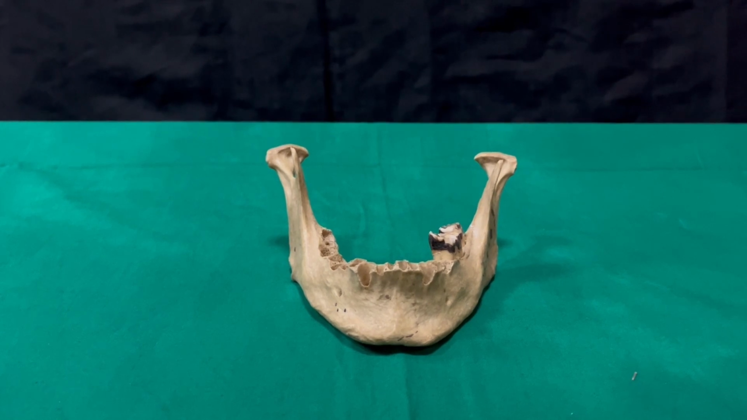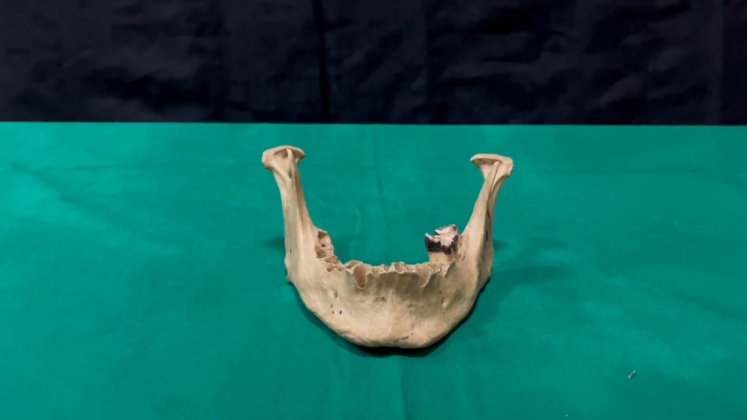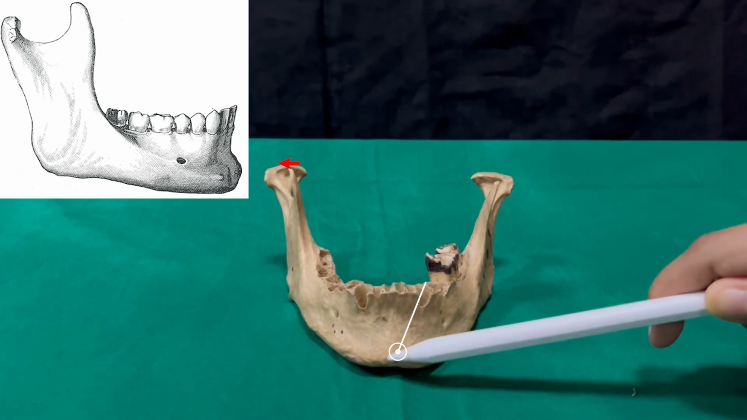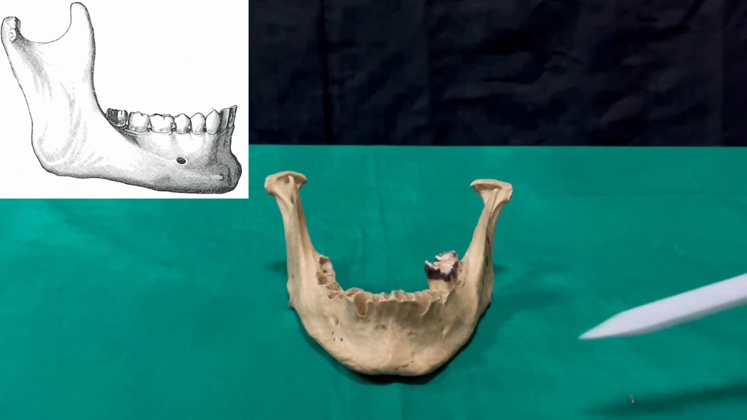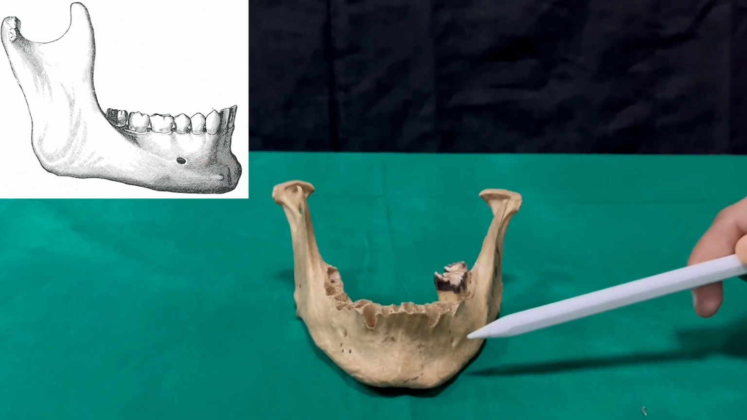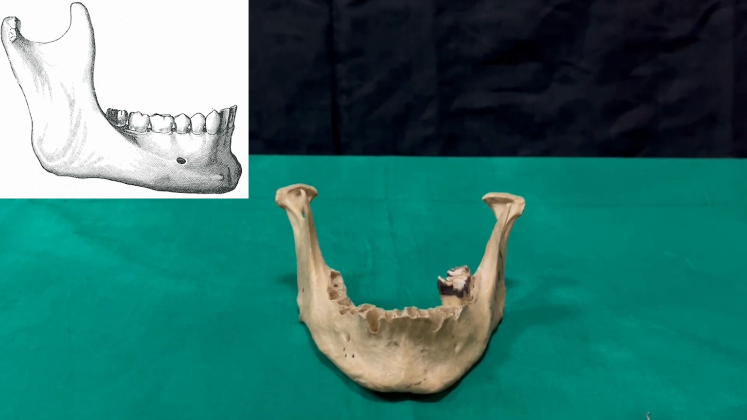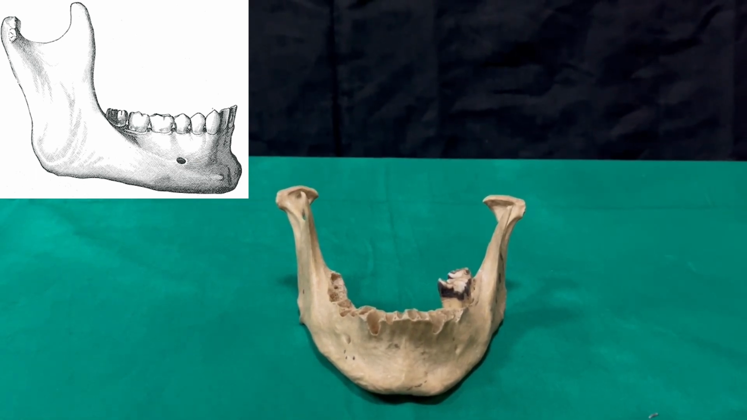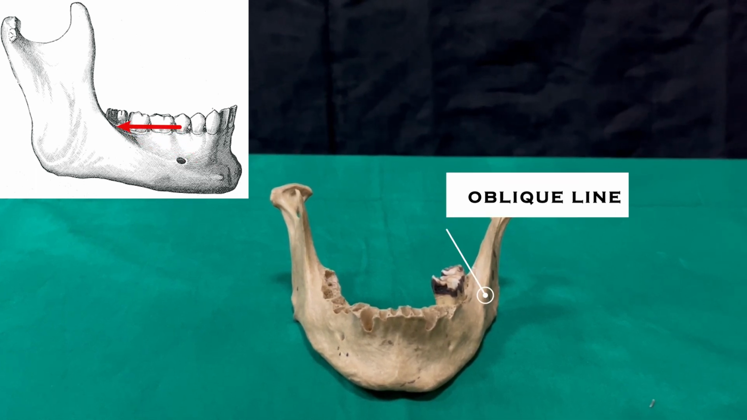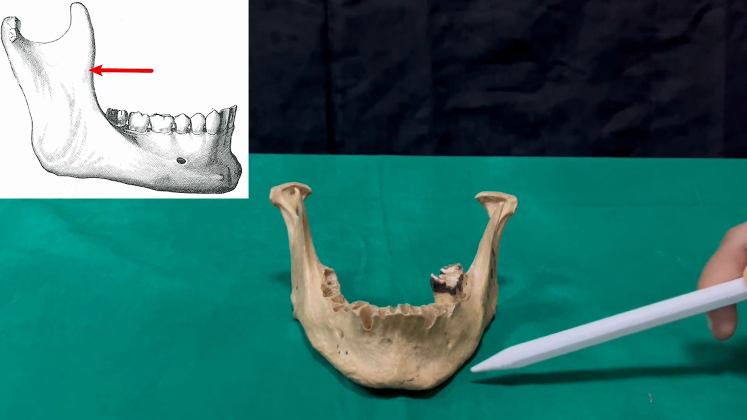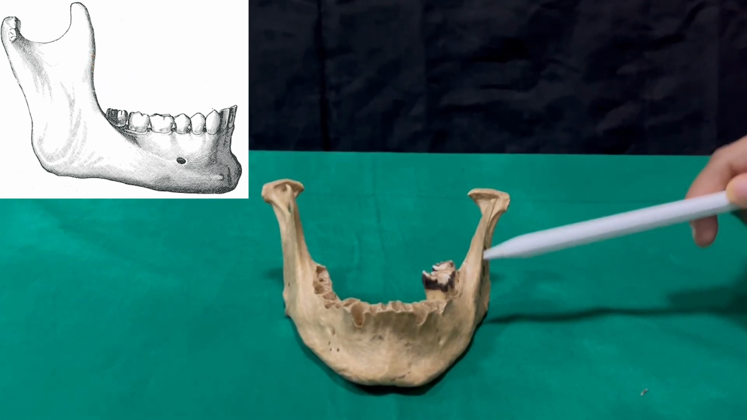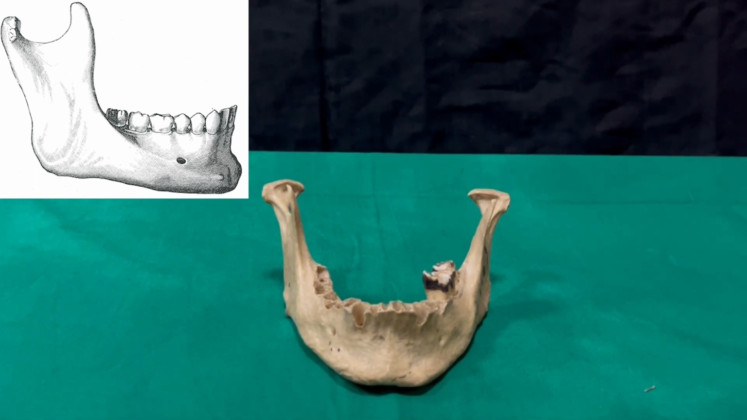The anterior surface of the body of the mandible presents the symphysis mentae, the mental protuberance, and the mental tubercles anteriorly. The mental foramen below the interval between the two premolar teeth transmits the mental nerve and the vessels. The oblique line running upwards and backwards from the mental tubercle to the anterior border of the ramus of the mandible is present.